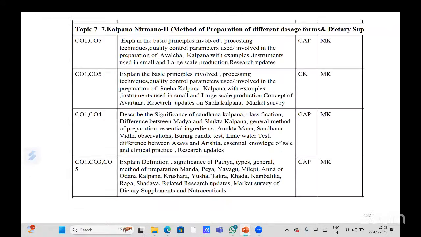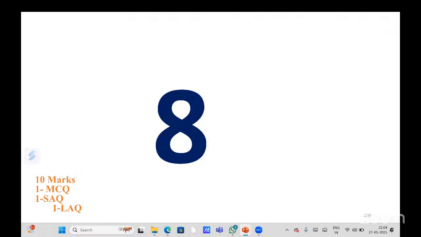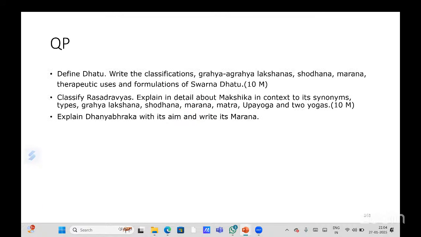Moving to the next syllabus, that is syllabus point number 8. Again, it carries 10 marks. Okay, so here I will not go into the details of these individual drugs. There are many drugs in relation with this syllabus point number 8, and again, in syllabus point number 8, all drugs are must-know drugs.